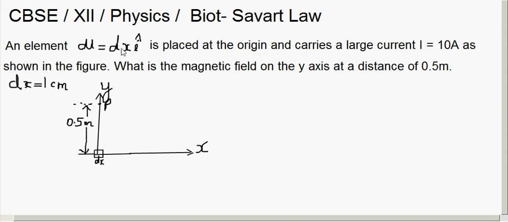An element dl equal to dx i, this is the current element, is placed at the origin and carries a large current I equal to 10 ampere. The direction of current is along the x-axis because it is given as dx i. What is the magnetic field on the y-axis at a distance 0.5 meter? Also the current element dx is equal to 1 centimeter. We can use this Biot-Savart law to find out the magnitude first.